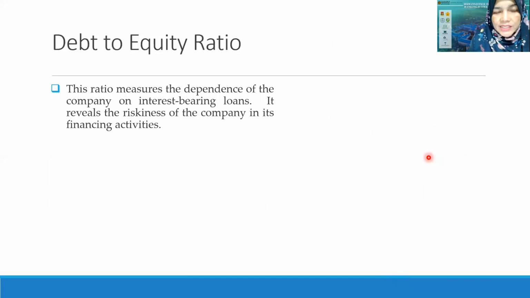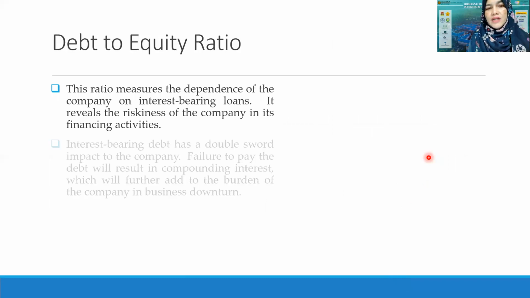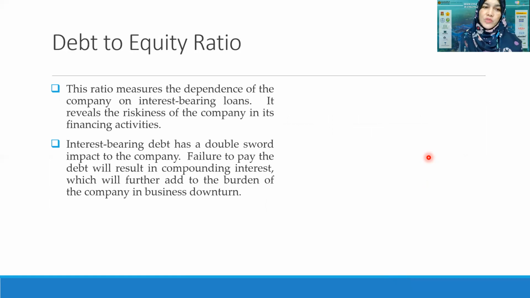All right, so this is about debt to equity. Again, it is looking at debt compared to equity. This actually measures the dependence of the company on interest-bearing loans. It reveals the riskiness of the company in its financing activities. Of course, when the company has a high loan, definitely they are also susceptible to financial problems. They will have to bear a lot of costs related to their loans.